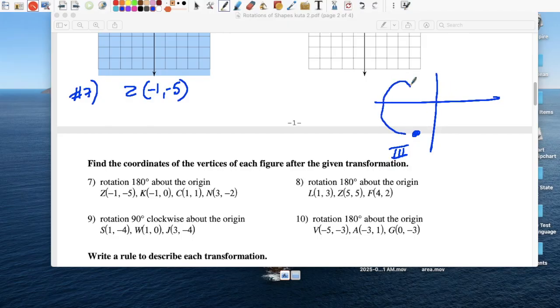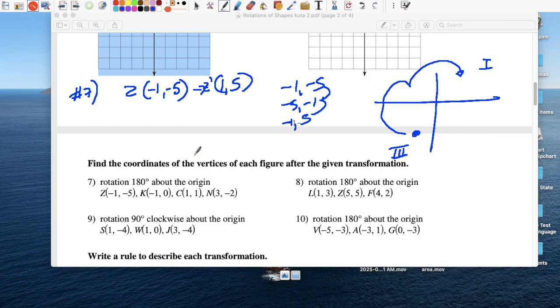It's going to travel 1 quadrant, 2 quadrants. It's going to land in quadrant 1. (-1, -5) is going to switch, and then switch again, so the numbers stay the same. So this is still going to be (1, 5). But (1, 5) in quadrant 1 means both numbers are positive. So that's what Z prime looks like. K. K is (-1, 0). So again, you can come over here to imagine where (-1, 0) is. It's right here. This is where K is.